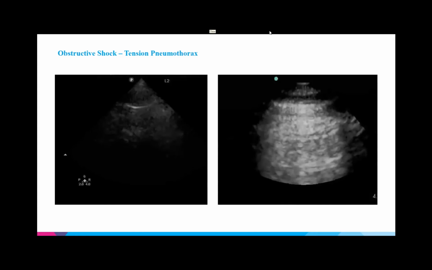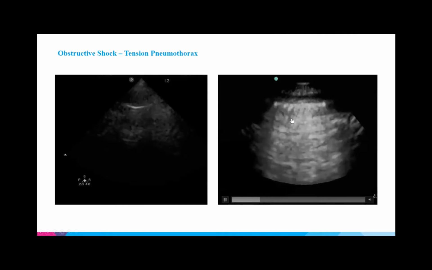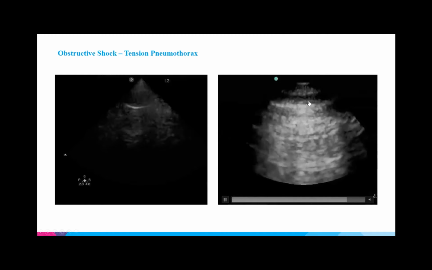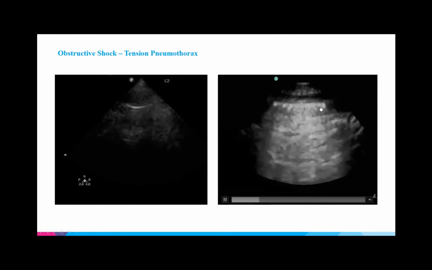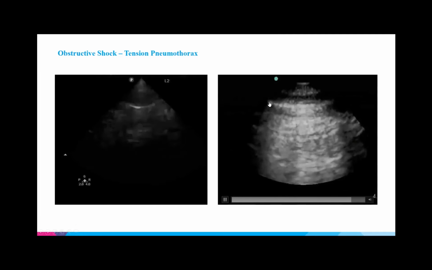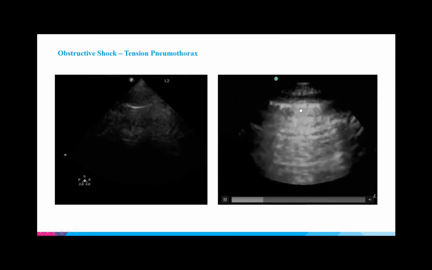Yeah, so I will agree. It looks like curtain sign, but actually, this is what we call lung point, right? So you have an area where there's no lung sliding. You can see on the right, the pleura is not moving here. And then as the patient takes a breath in, there's an area of lung that does come in.